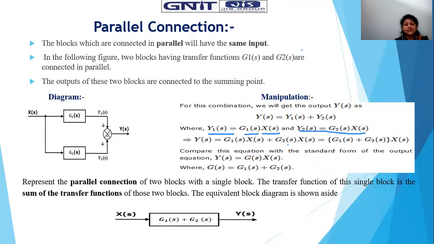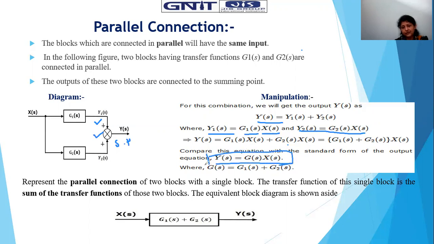Fine. Now the phase will be the same, and these are summed up at the summing point, right? Addition will take place with respect to their phase. So the output Y(s) will be equal to Y1(s) plus Y2(s). So Y(s) is G1(s) into X(s) plus G2(s) into X(s). X(s) is a common factor, so taking it common, we get G1(s) plus G2(s) into X(s). Compare this equation with the standard form: Y(s) equals G(s) X(s).